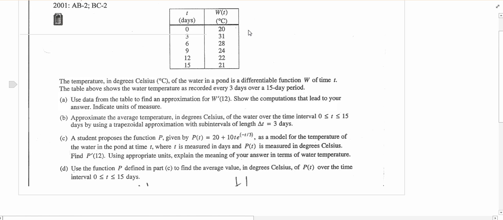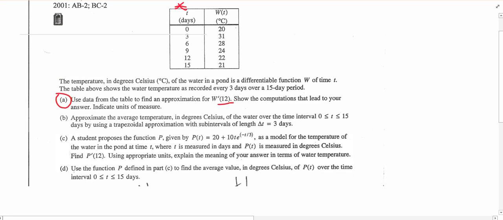about it. You've got a table up here, and it's got the days in this first column, and it's got the water temperature in degrees Celsius, and it's differentiable, so they tell you that. And the table above shows the temperature recorded every 3 days over a 15-day period. So we have to approximate on part A, using the data, the derivative at 12 days.